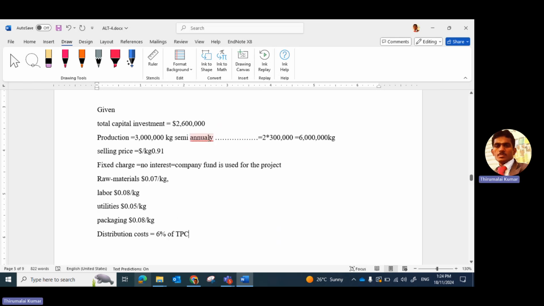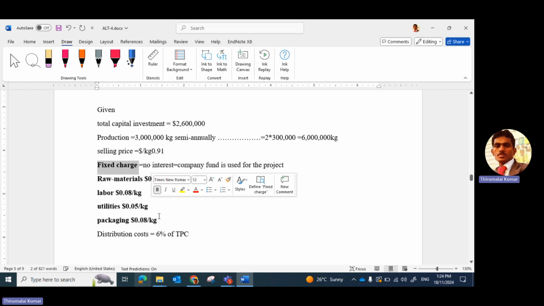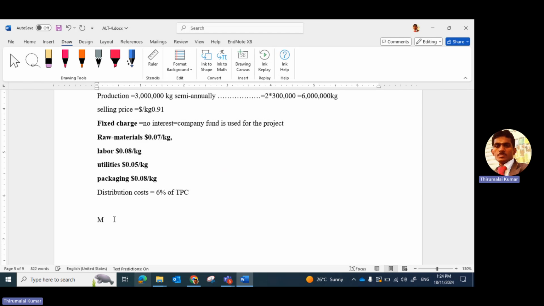So let us deal with this question now. How to calculate the raw material, operating labor, packing, in addition to that fixed charge? Normally, if I want to calculate the manufacturing cost, it is the summation of, so let me give the formula.